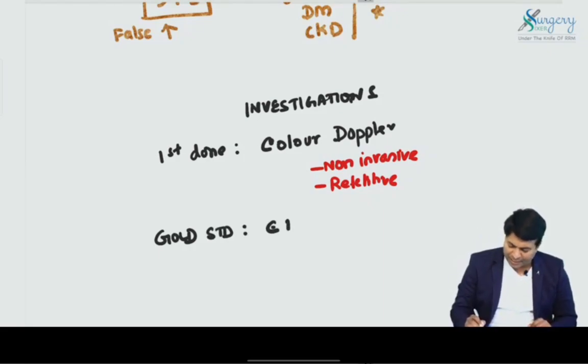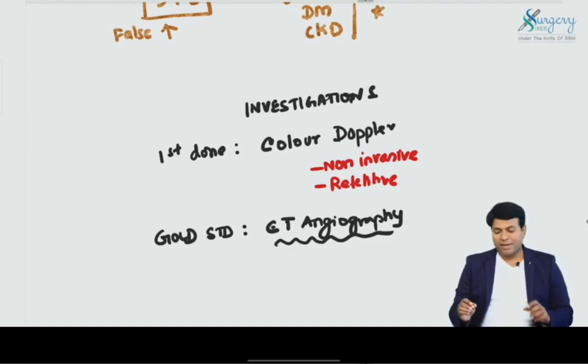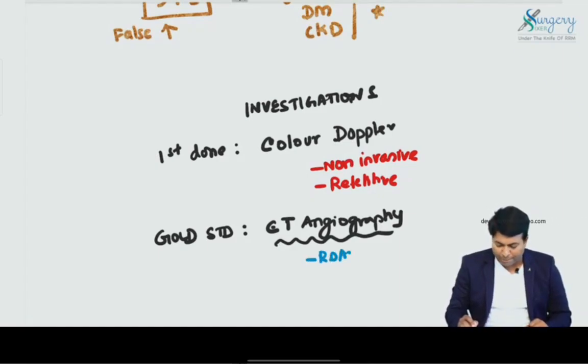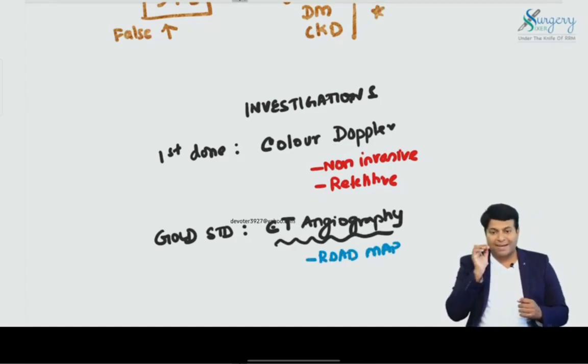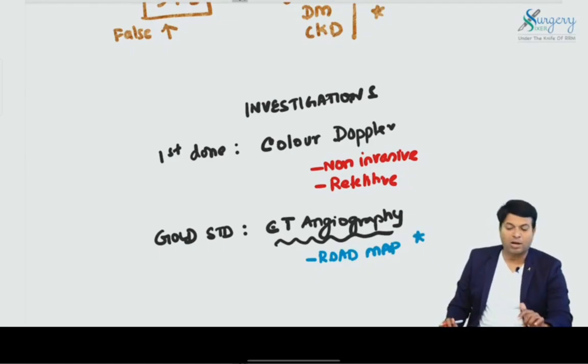the gold standard investigation is CT angiography, because this acts as a roadmap for our planning. We can plan surgery, or we can plan bypass, or we can plan stenting. Everything is possible only with CT angiography. It acts as a roadmap. Please don't forget. Therefore, CT angiography is done in all patients before surgery or any intervention.